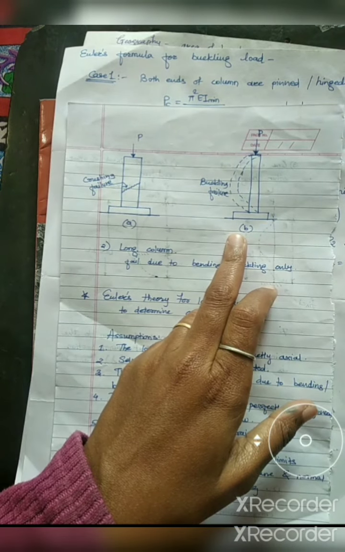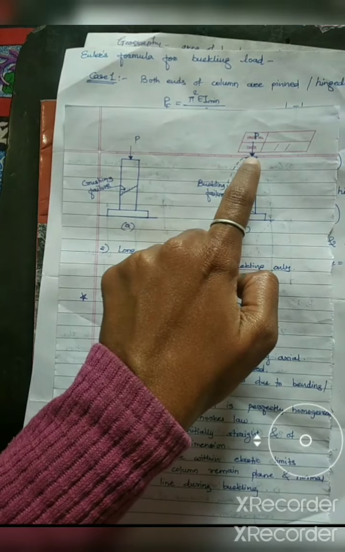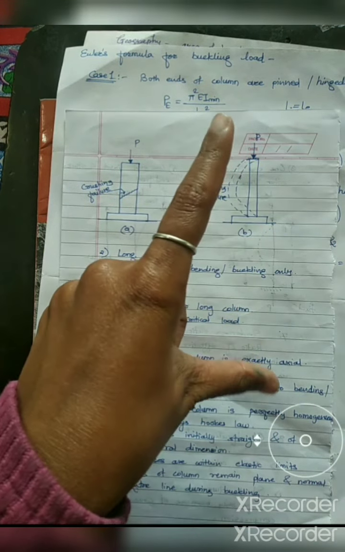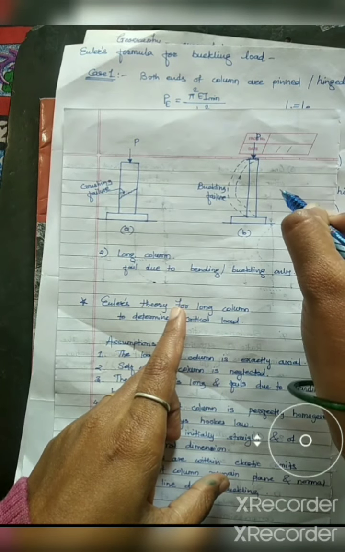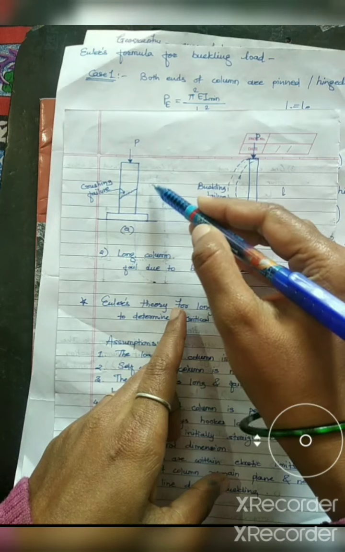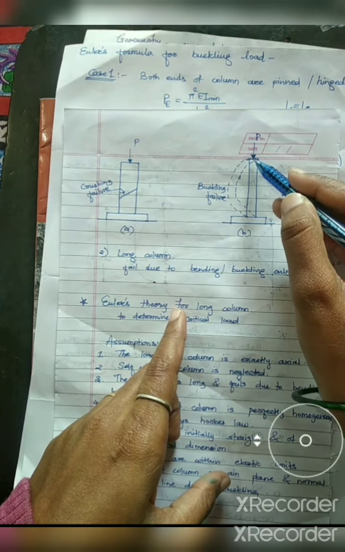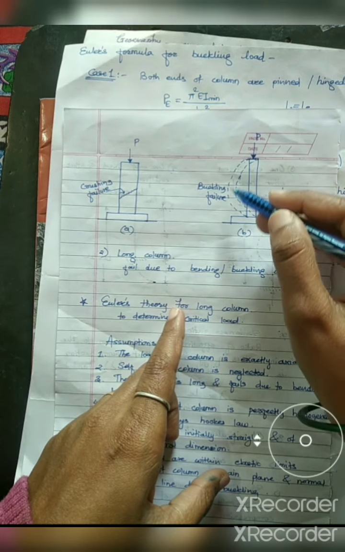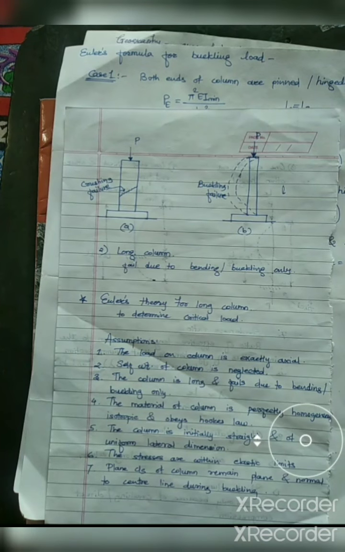And B is the diagram for the long column. This one is the long column. Compressive load is acting on the column, and due to the slenderness ratio, a long column has a length more than the short column. Okay, so when load is acting, it will tend to buckle like this, and due to the buckling it will fail, and this type of column you can call a long column.